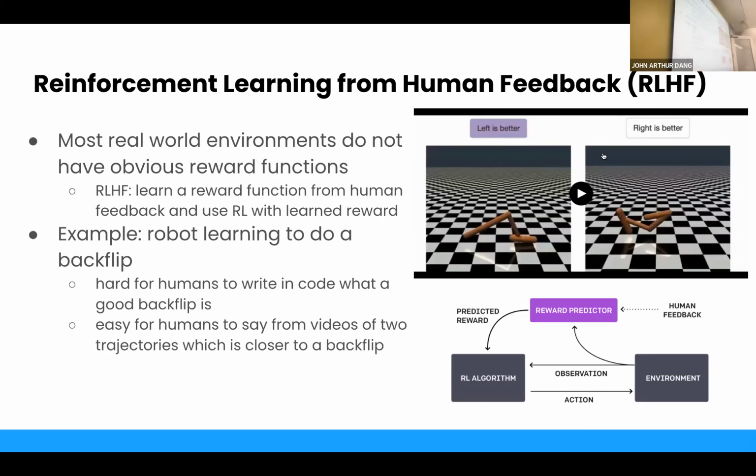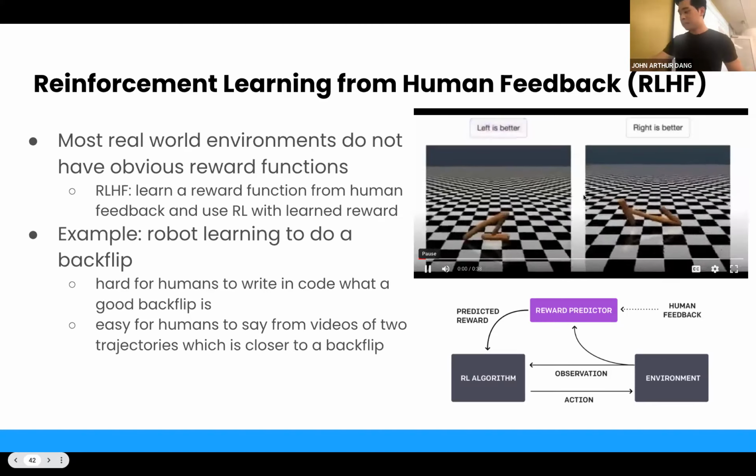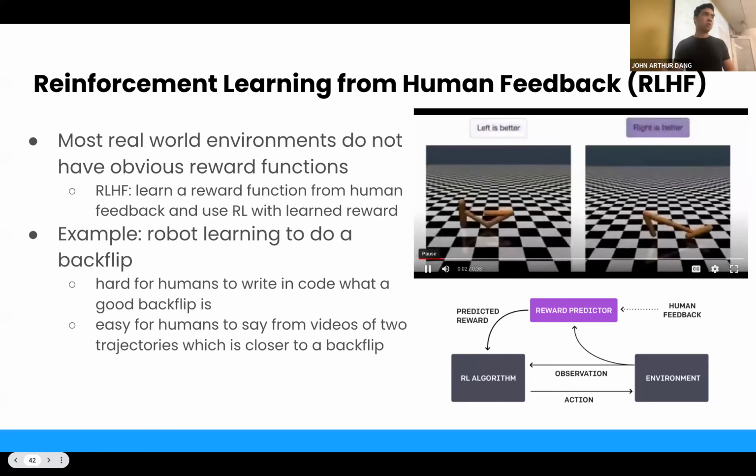It's really hard to write a function that is 1 if the robot did a backflip and 0 if not. Just imagine what that would be like. That's actually pretty difficult. And so what they do is they ask humans to label whether the left or the right video is closer to a backflip, and they use that to train a neural network so that it can do that itself.